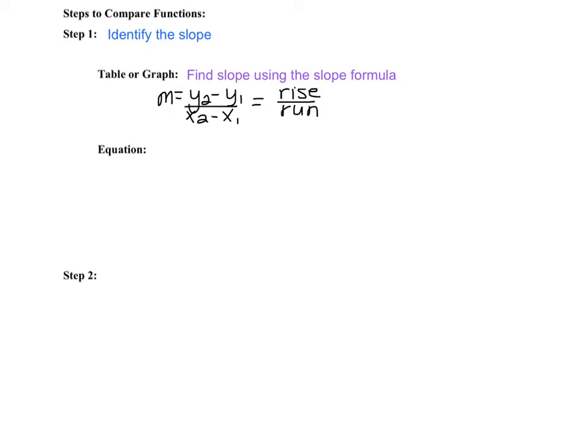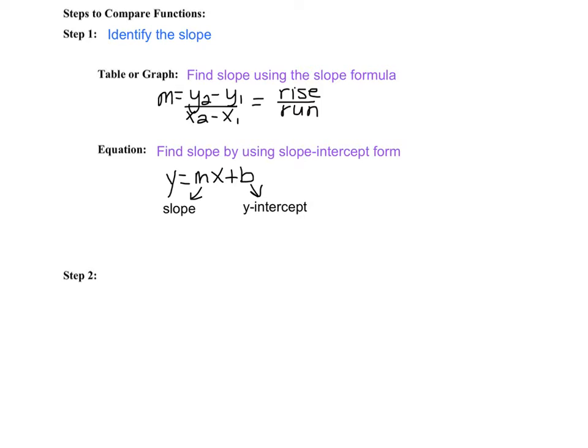Now if we're given an equation, we want to find the slope using the slope-intercept form. And your slope-intercept form is y equals mx plus b. Remember, your m is your slope, and your b is your y-intercept.